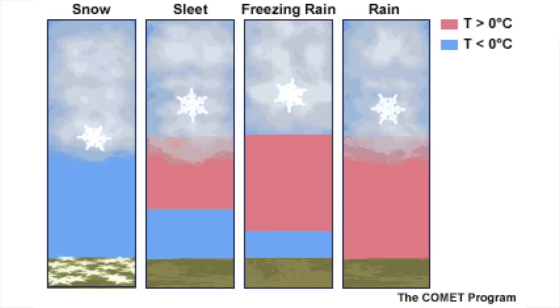It initially begins as a frozen precipitation that then encounters a warmer layer of air, and as that frozen precipitation encounters that warmer layer of air, it melts and becomes water droplets. But before it encounters the surface, it becomes cooler once again, and as that water droplet encounters the surface, it freezes. And that's how that accumulation of ice occurs.